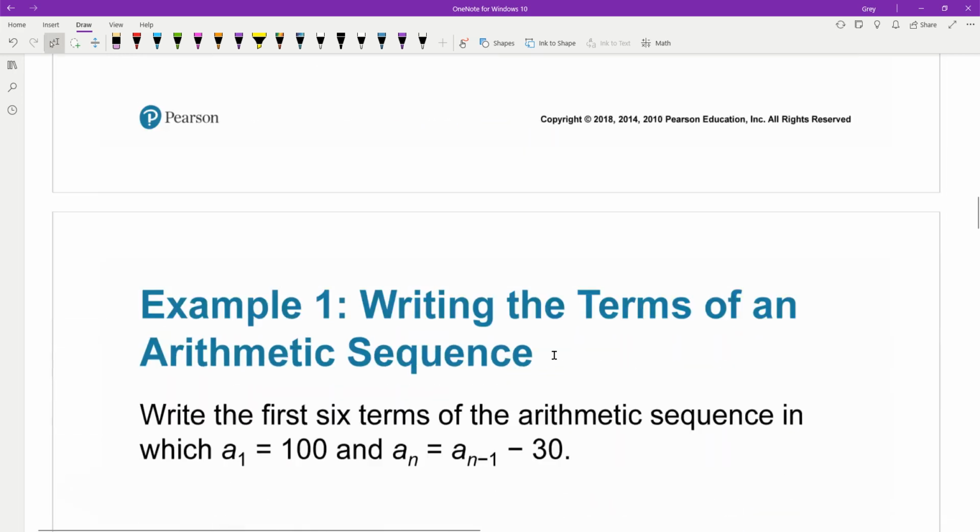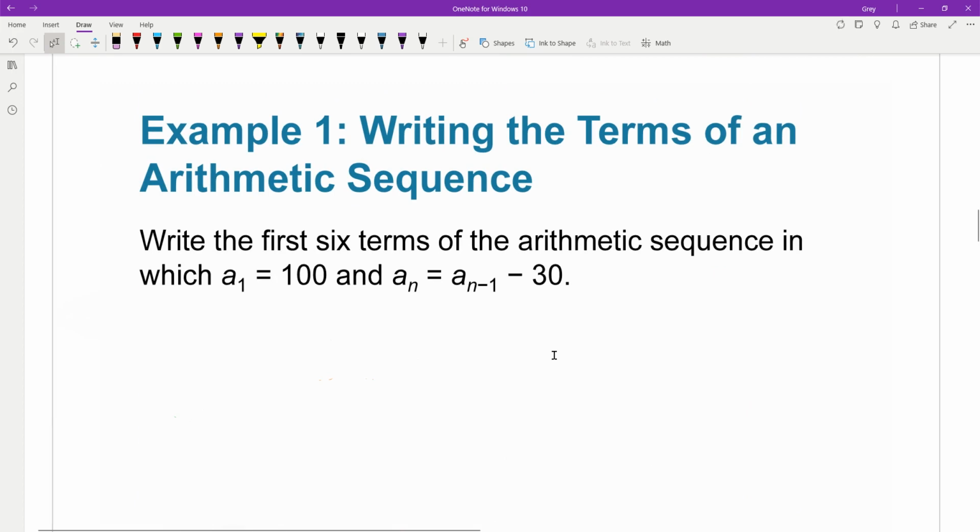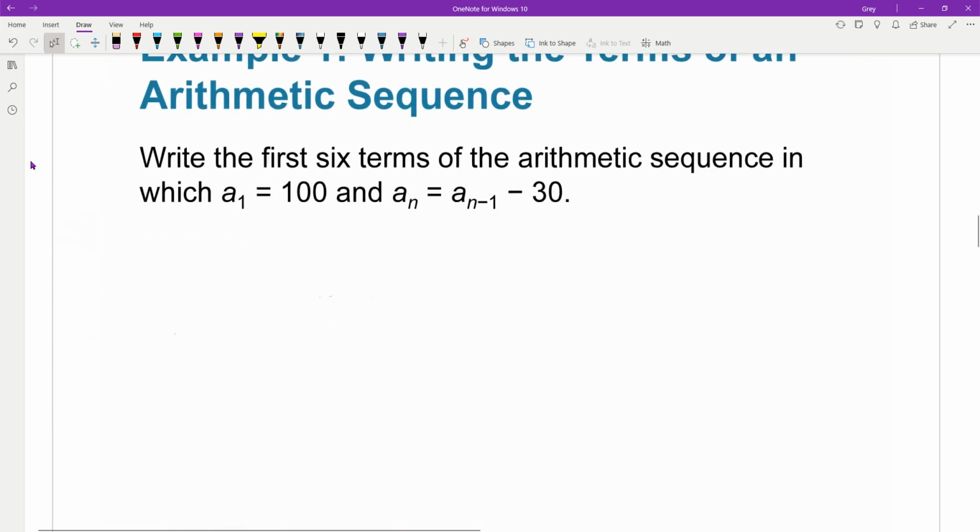So, look at this example. Example 1, writing some terms. Write the first 6 terms of the arithmetic sequence in which a sub 1 equals 100 and a sub n equals a sub n minus 1 minus 30. So remember, this is just notation. That just means that it's the term that comes before this term.